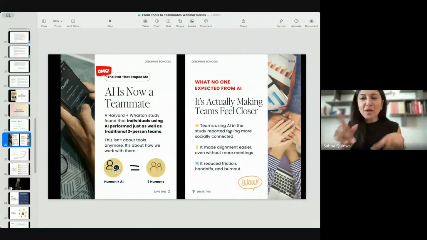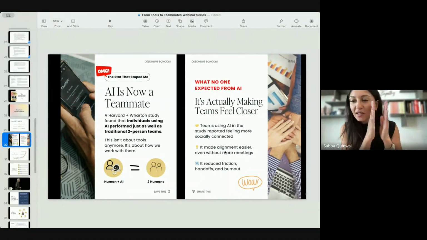Yeah, what should we do? Oh yeah, what about that? Did you think about this? And we're going back and forth. And that actually builds stronger connection amongst people. Okay, people were creating more alignment, right?